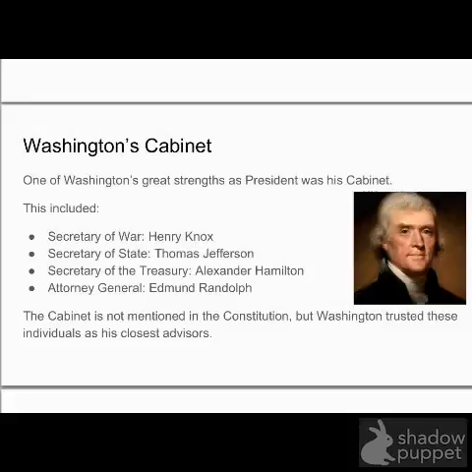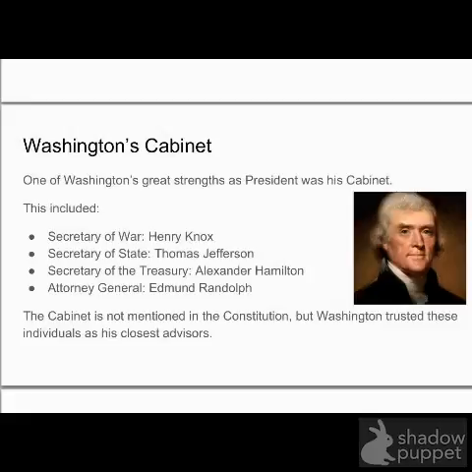One of Washington's great strengths as the president was his cabinet. Some of the prominent names on the cabinet were the Secretary of War, who was Henry Knox, the Secretary of State, Thomas Jefferson, Secretary of the Treasury, Alexander Hamilton, and his Attorney General, his legal advisor, basically, was Edmund Randolph.